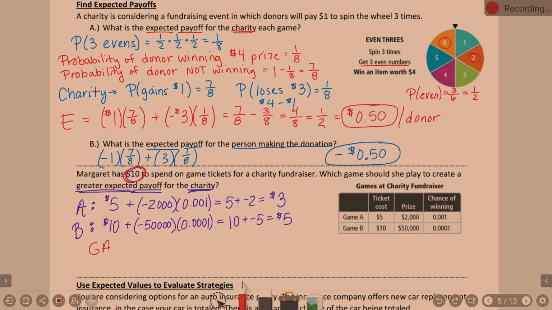So I'm going to write the information out so you can see it and understand why. But game A, Margaret's spending $10. $10 will buy 2 tickets, and that means the payoff for 2 tickets is going to be $6. As opposed to game B. In game B, $10 buys 1 ticket, and the payoff for 1 ticket is $5. With that in mind, can you agree game A is going to be better for the charity? And it's only because she's spending specifically $10.